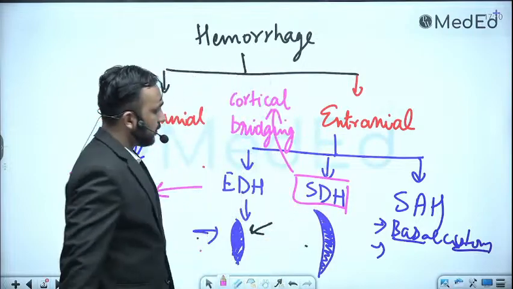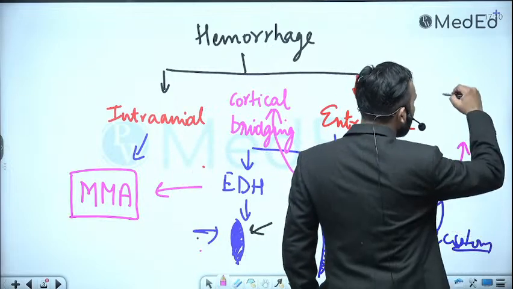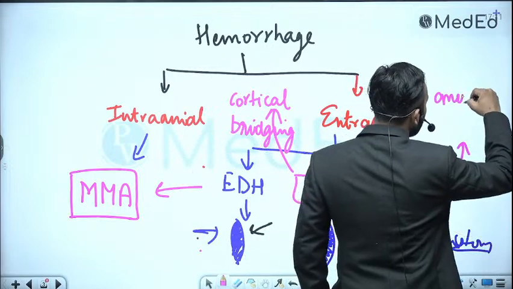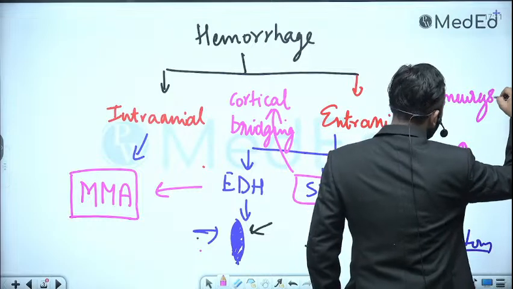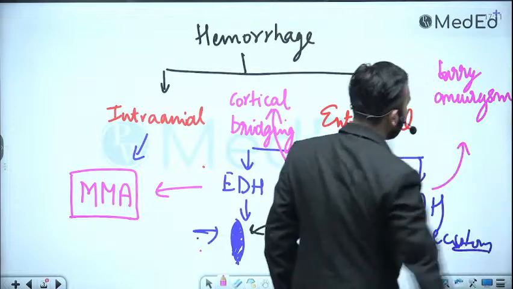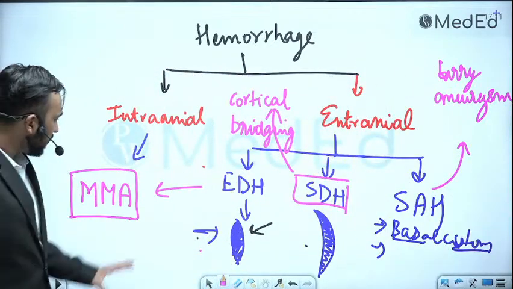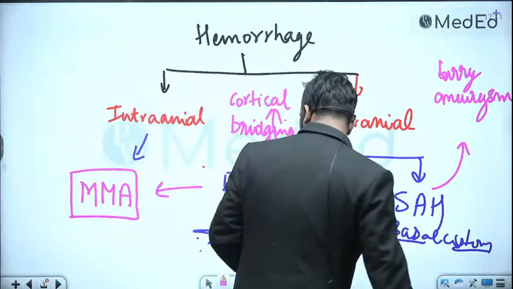Cortical bridging veins. And subarachnoid hemorrhage is due to the rupture of an aneurysm. Right? So these are the various causes of the various bleeds.